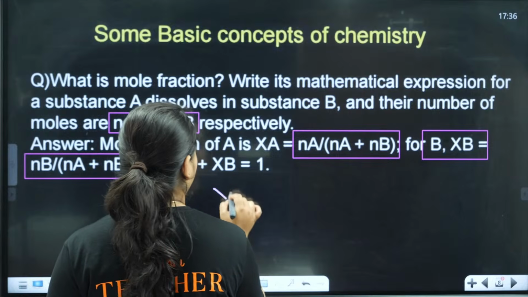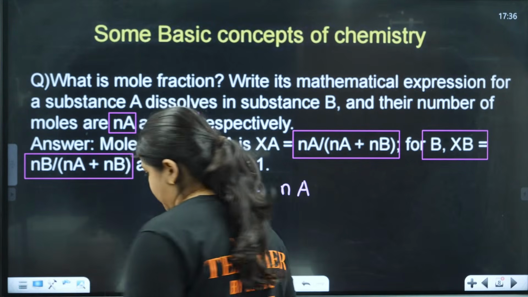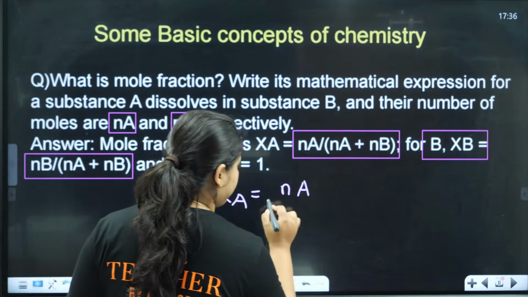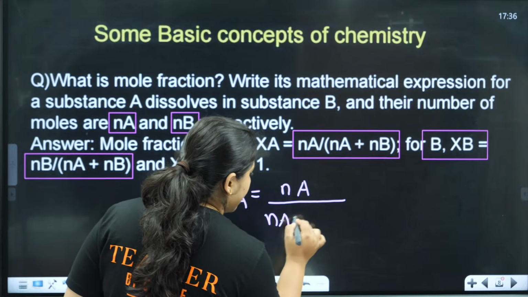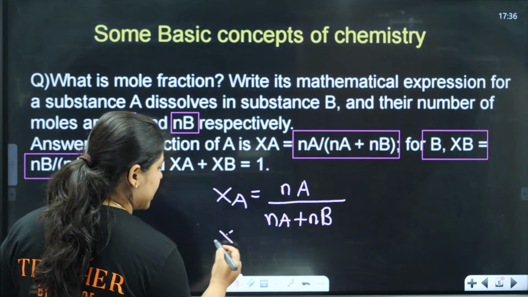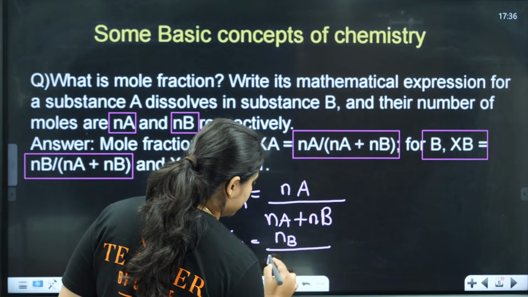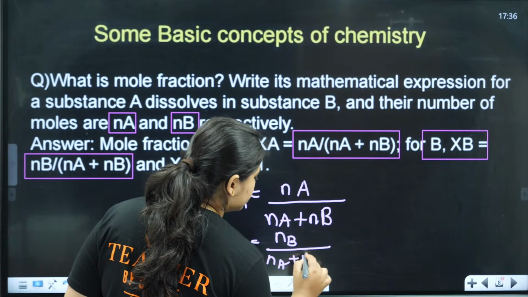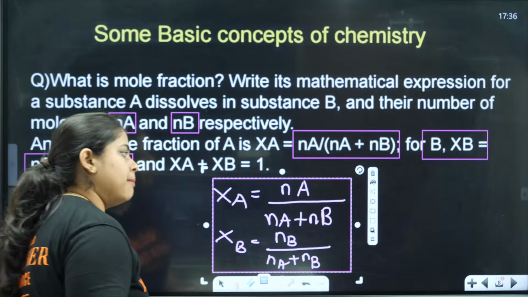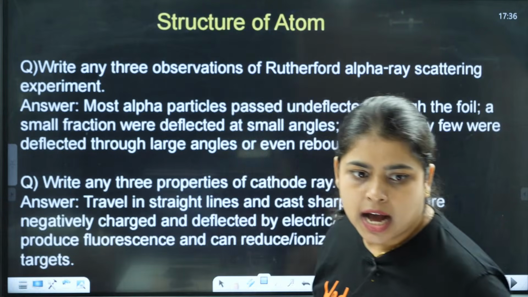I'll write it if you want. XA is equal to what? Na. Now we were finding for A, right? So we are finding it for A now, so we are going to write it as A, over Na plus Nb. If in case we are finding the mole fraction of B, what will that be? Nb divided by Na plus Nb. So these are the things which you need to remember. Clear everyone? Clear?